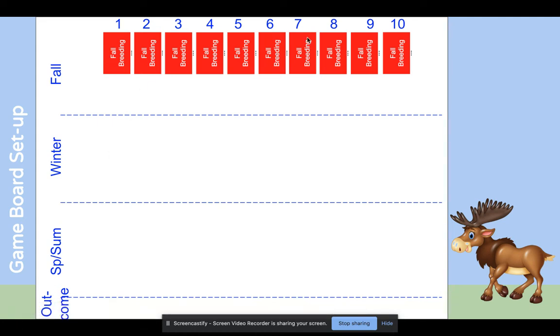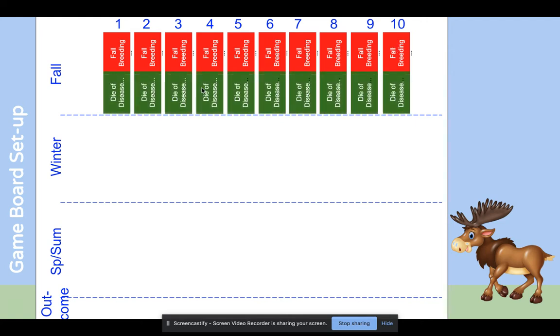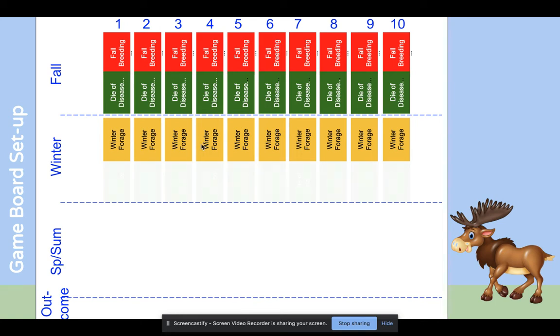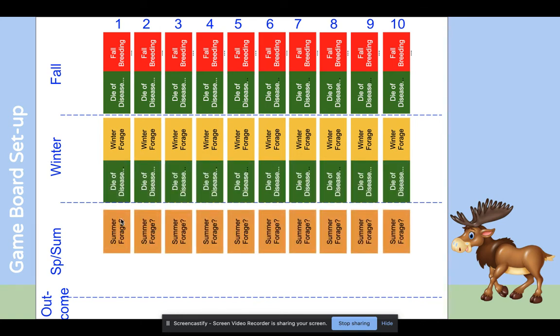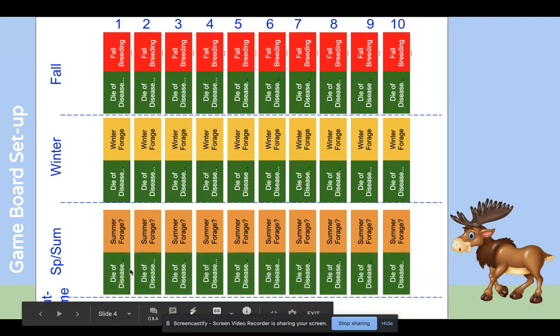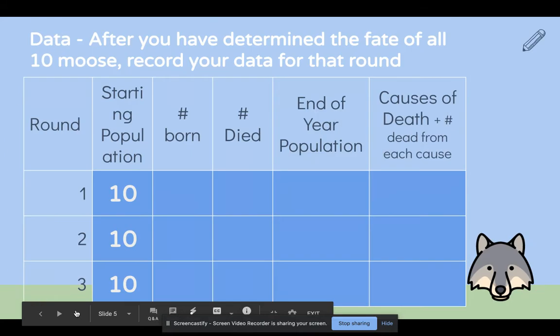For each of the 10 moose, we're going to have to figure out what happened in their breeding season, whether they died of disease or something else. Did they get enough food in the winter? If something else caused them to die, if they had enough food in the summer, and once again, if something else took them out. Then we're going to calculate the outcome. For example, there can be only one moose, there could be births, there could be deaths, and there could be the loss of a foal.